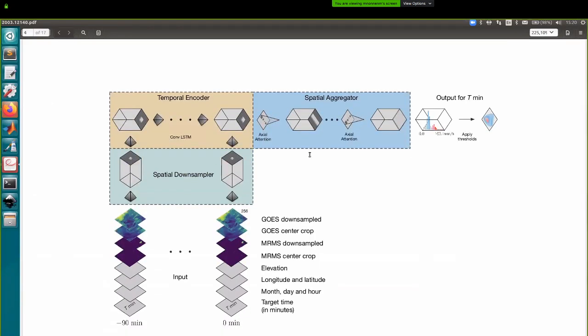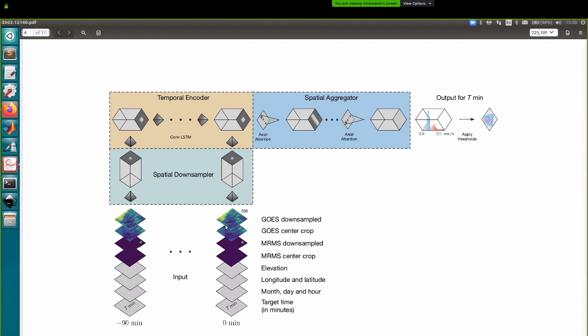Yeah, here is where we were. So David talked about the inputs. We have a bunch of satellite images and radar images, and as he mentioned, we have these different channels for elevation, longitude, latitude, and day and time. And then we have a spatial downsampler, which you can think of as just a feed-forward convolutional network right now.